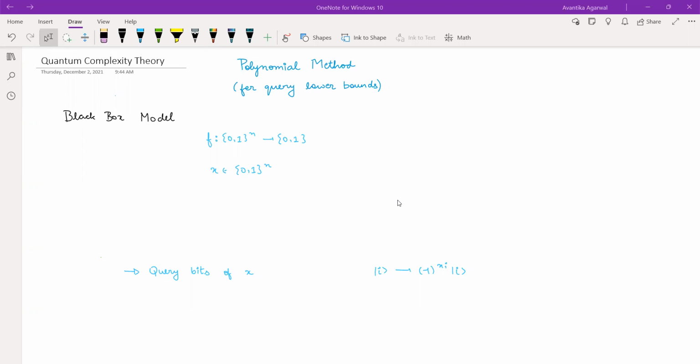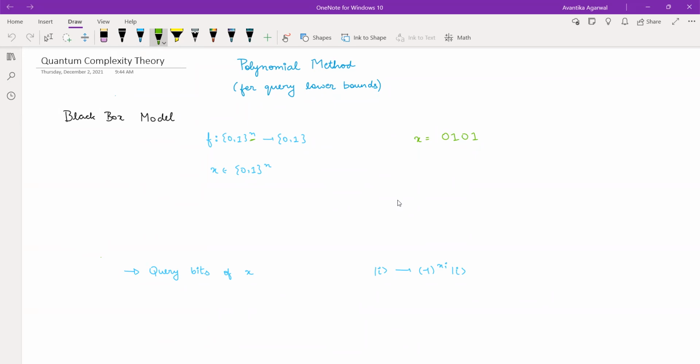Our aim is that we want to decide a language. So we want to compute some function on an n-bit input, which gives us a single bit output. For example, we might have an n-bit input, some 0, 1, 0, 1, and we might want to output a 1 if this string contains at least a single 1, and output 0 if the string is all zeros. So basically, we are deciding a language on an n-bit input string.